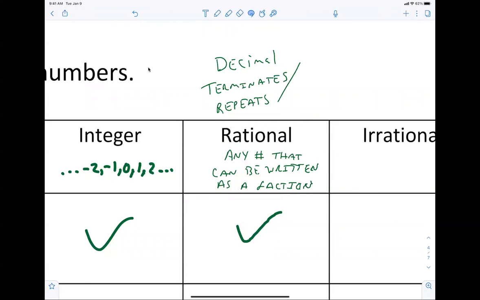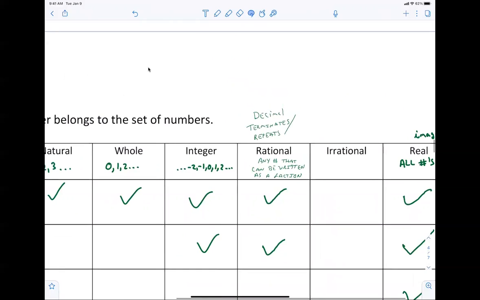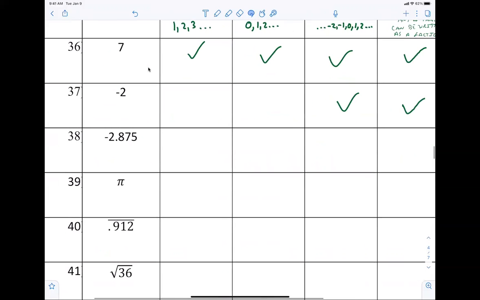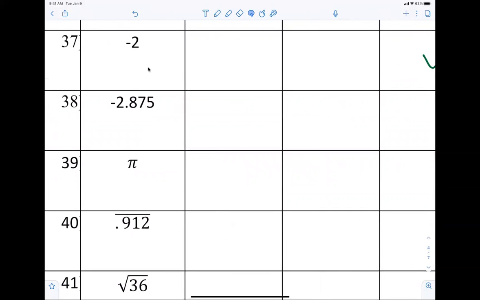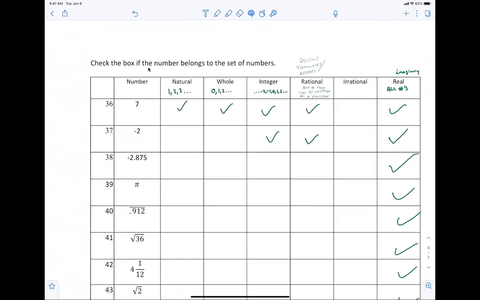Do you hear me? So now my question to you, some of my kids didn't know what terminate means. Do you know what terminate means? All right, so does that terminate? Terminate means it ends. Yes, that's what it means. Repeating would be like 0.3 repeated. All right, so because -2.875 is a decimal and it terminates, is it rational? Yes, it is rational.